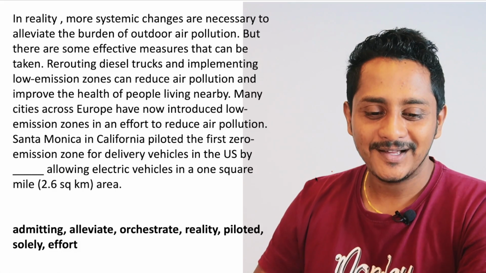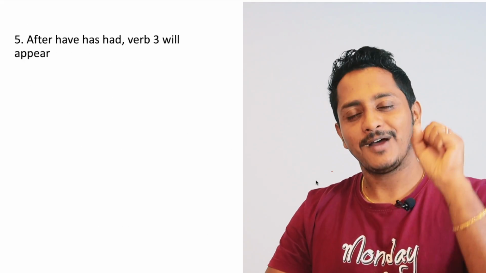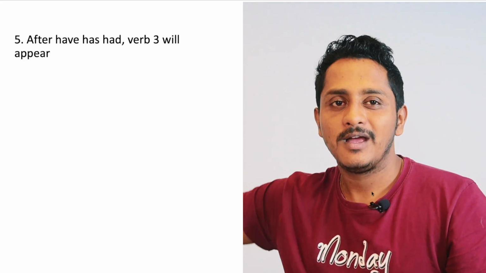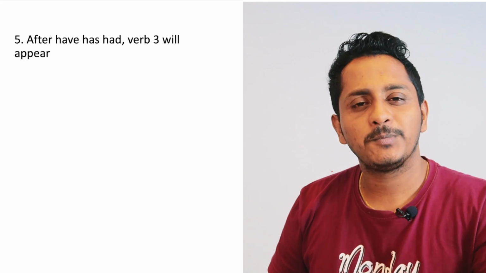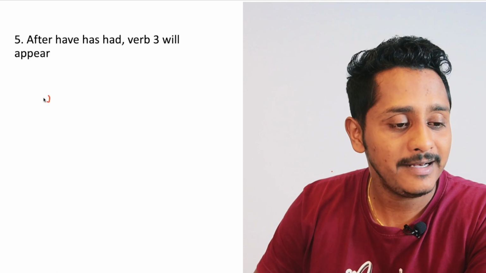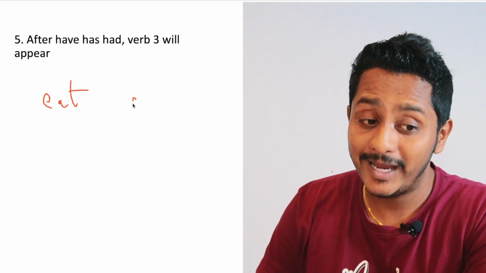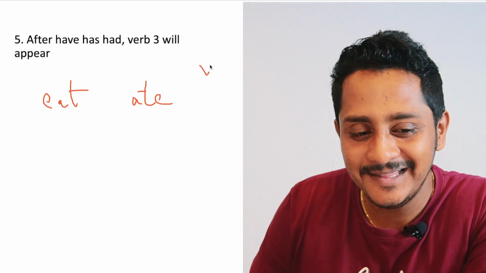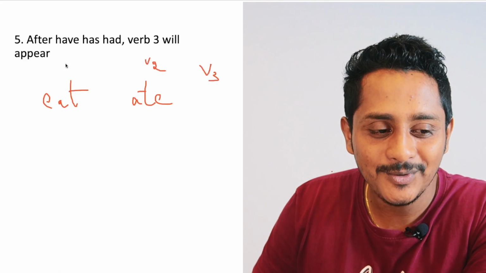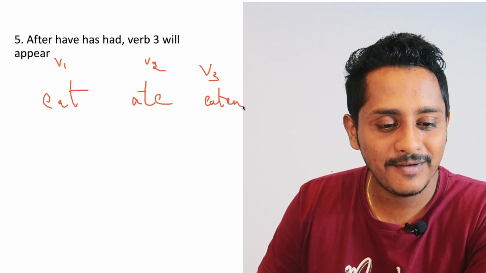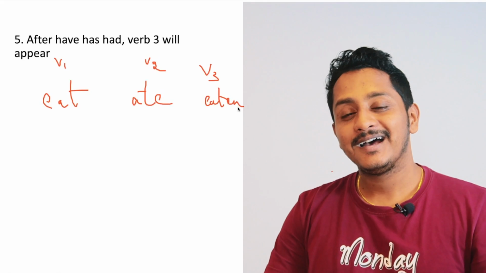Okay, fine. We go to the last rule, the fifth top rule that everyone should know: after has, have, had, if there is a dash, 100% that would be verb 3. What is this verb 3? We know eat is a present tense. We know ate is a past tense. What about the past participle called V3? This is V2, this is V1. V3 is eaten. Give, given. Getting it? Developed.